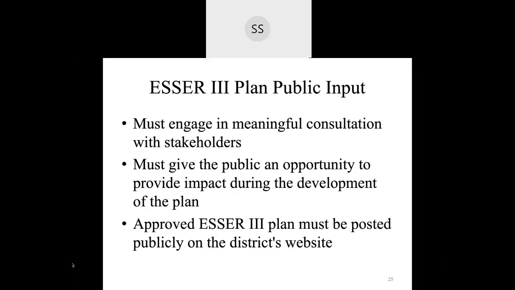As you're developing your ESSER 3 plan, you have to get public input. It is a requirement that school districts must engage in meaningful consultation with stakeholders, must give the public an opportunity to provide input during the development of the plan, and once approved, that approved ESSER 3 plan must be posted publicly on the district's website.